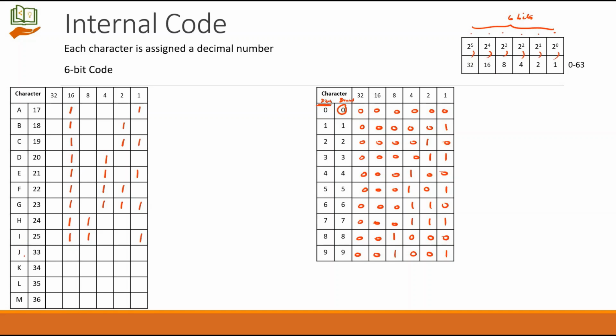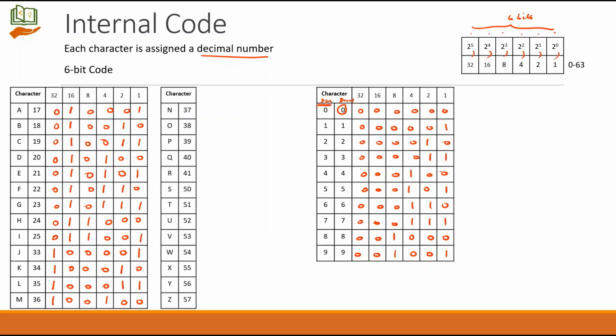After I, we go for J. J is given the number 33. This need not be continuous at all. That's why I have represented the decimal number of every character. 33 means 32 plus 1. 34 is 32 plus 2. 35 is 32 plus 2 plus 1. 36 is 32 plus 4. The remaining places will all have 0. Just to tell you how these representations came, I have collected this decimal number from the code so that we can represent it as a hands-on experience.